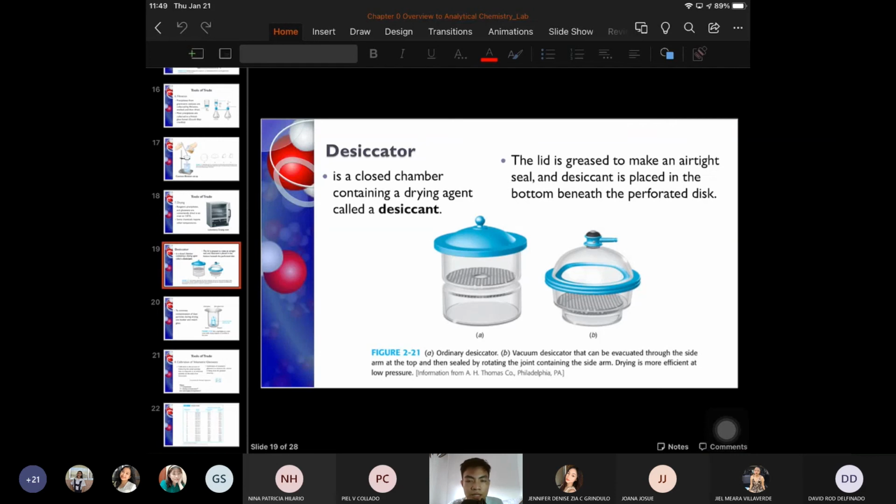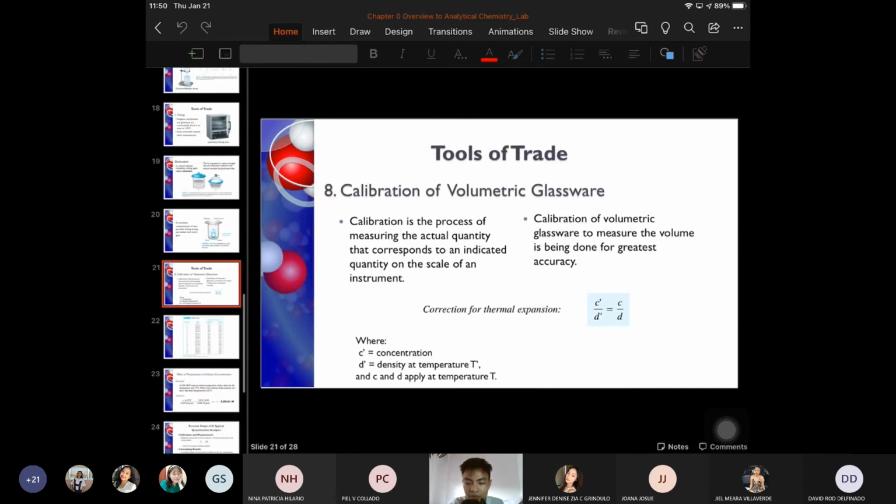So what's the purpose of desiccator? This is a container of your apparatus. Diyan mo ilalagay ang apparatus mo para hindi siya mag-absorb ng water from the air. Okay? Then lastly, kailangan natin matutunan yung calibration. Why do we need to use calibration?